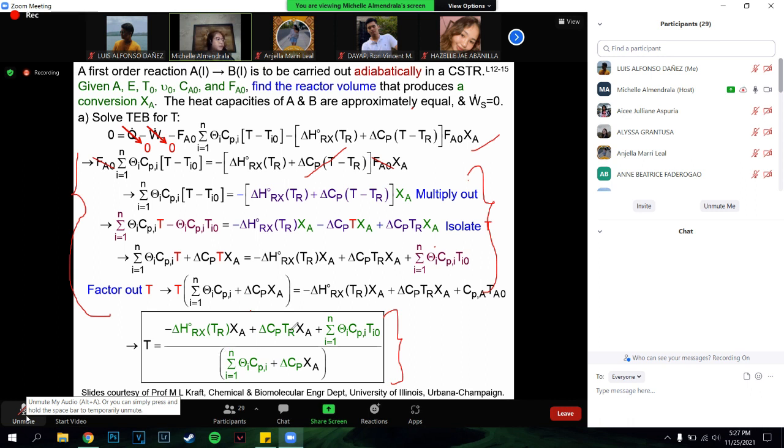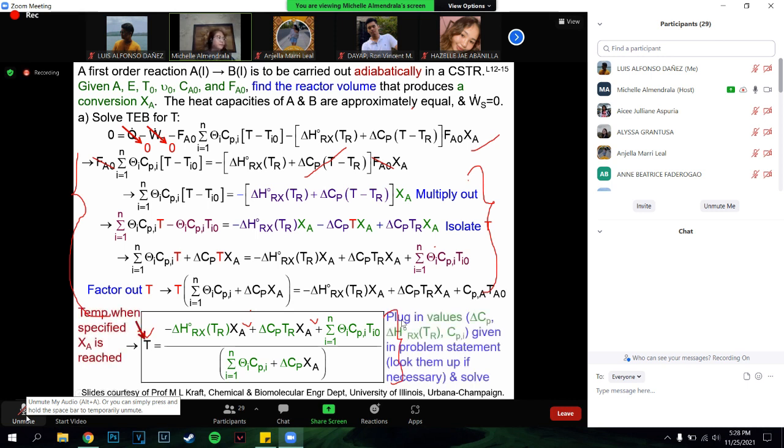But then again, you can find this adiabatic equation in the textbook. So you have your X as a function of T, or T as a function of X, in this expression. You can just see the final equation in the textbook. All right, if you're dealing with temperature when XA is specified, if you know already your XA, you can simply measure temperature. And so plug in the values of delta Cp, delta H, your temperature, so you can compute them directly given in the problem. Okay, so that's very direct.